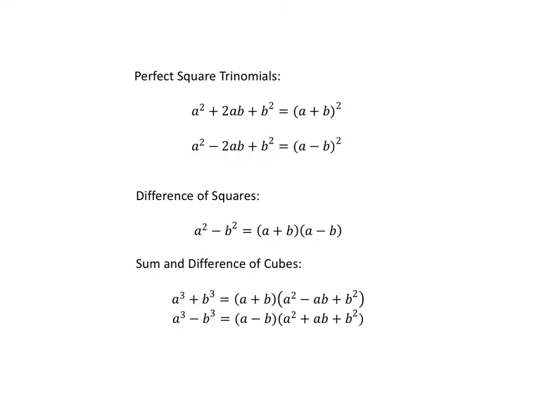A difference of squares, a squared minus b squared. We do a plus b and a minus b. This must be memorized. The last one, sum and difference of cubes. I want you to recognize it when you see it, and I want you to be able to follow the formula, but I don't expect you to memorize this one.